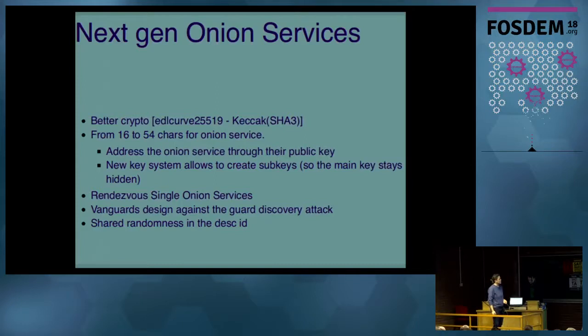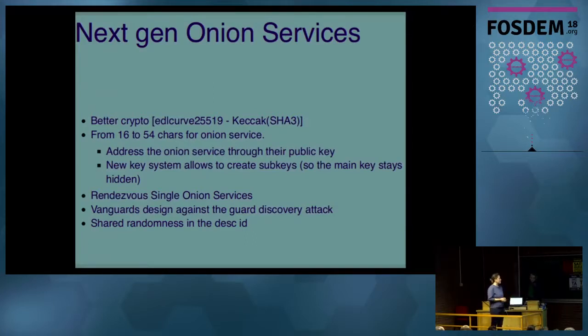So one thing that they ship is better crypto. I think with onion services, it's 1024, okay, and with SHA-1, so this has been updated. And then the other thing that we had is that the address is the actual key of the service. So it's from 16 to 54 characters, which can be an issue, but apparently no one types onion service addresses. So we are working on that, but still it's good.